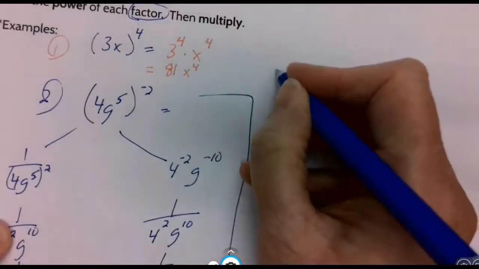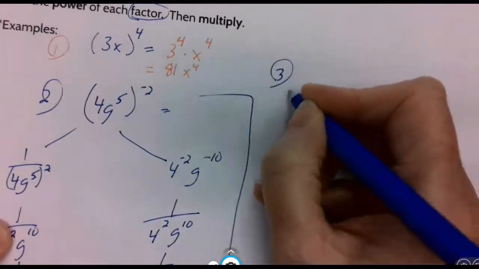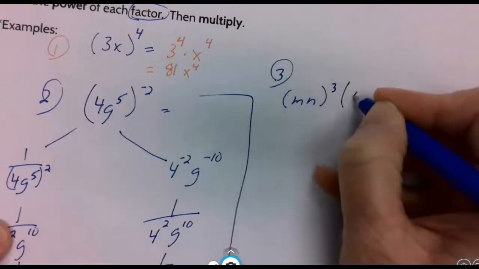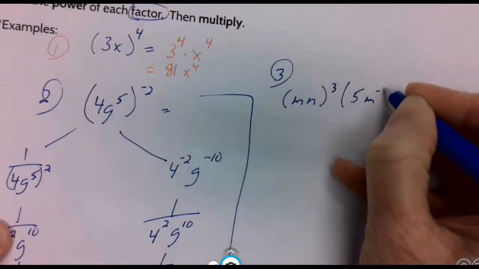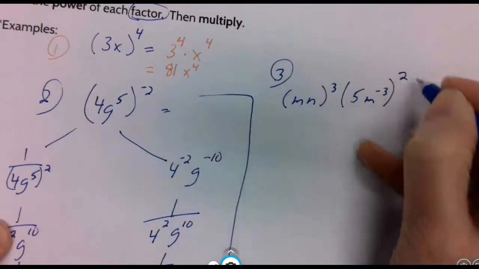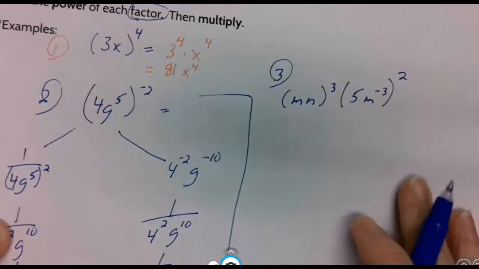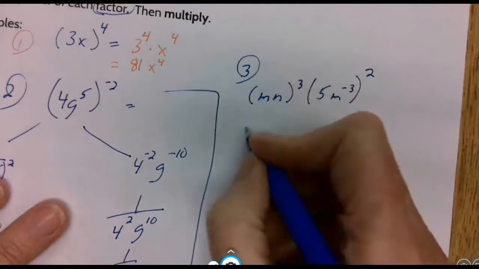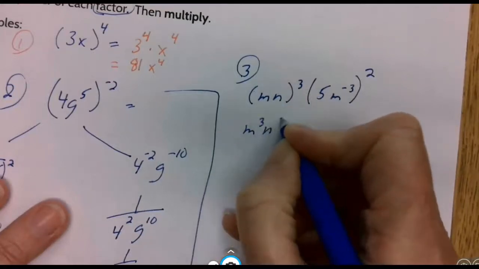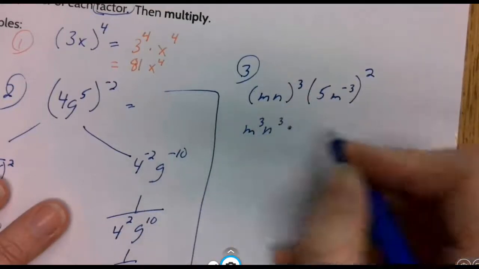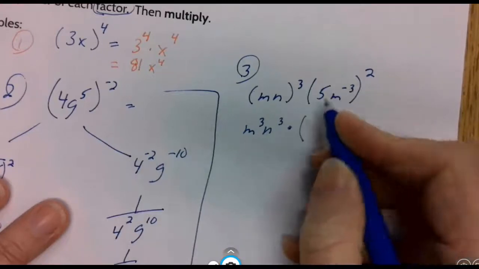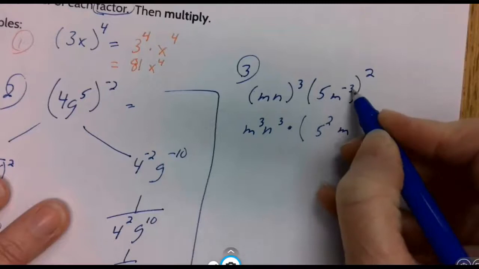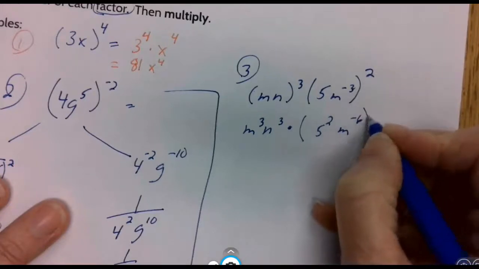And the third one combines a lot of things. We have (mn to the 3rd times 5m to the negative 3), all of it to the 2nd power. So let's take everything to a power first. So I'm going to have m to the 3rd, n to the 3rd, times, and I'm going to leave it in parentheses now, 5 squared and m to the negative 3 times 2, or negative 6.